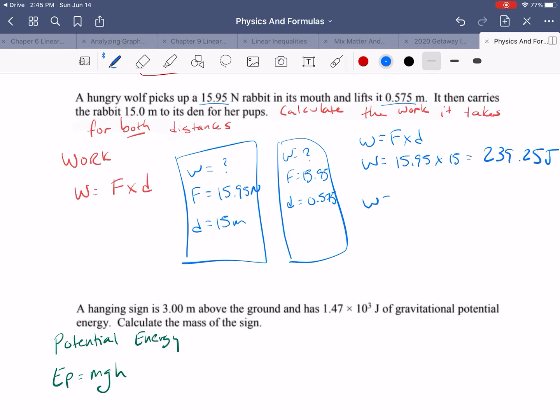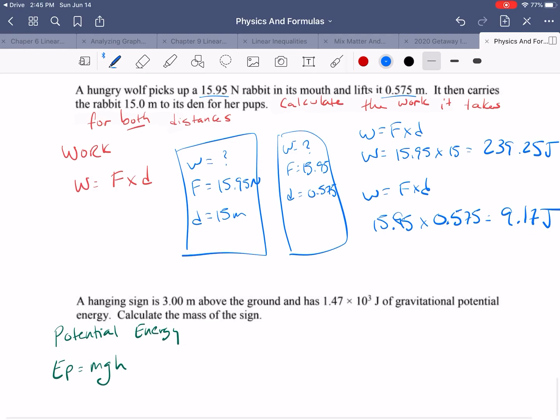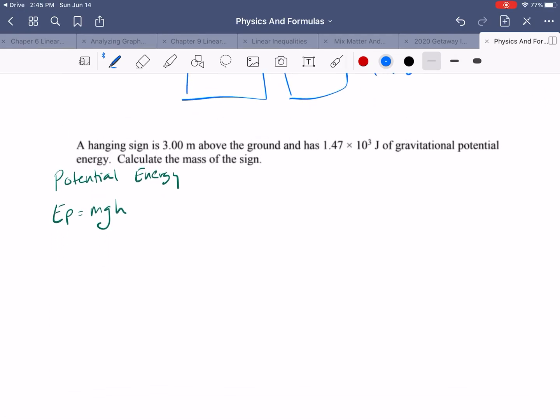And then I'm going to do this one. 15.95, 0.575. 9.17, whatever, joules. Cool. And guys, this is the last one. EP equals mass times gravity times height. So we're doing potential energy. This is a grade 10 question again, one of the more complicated ones.